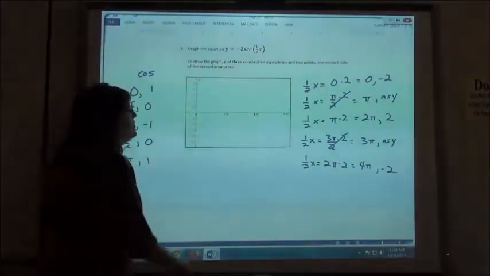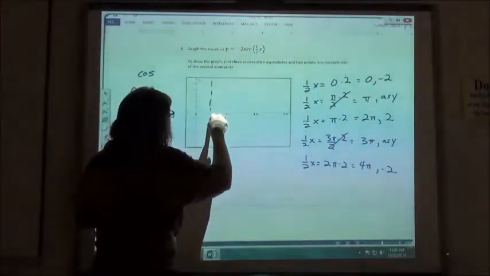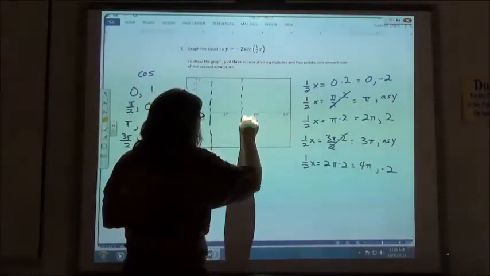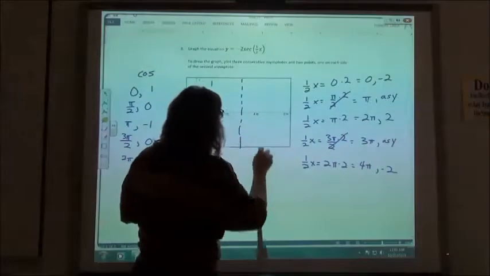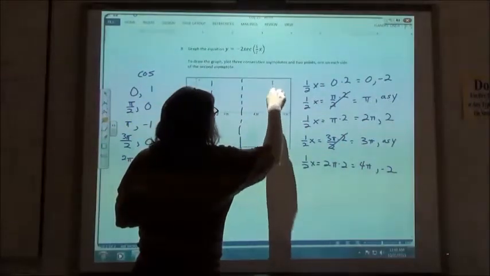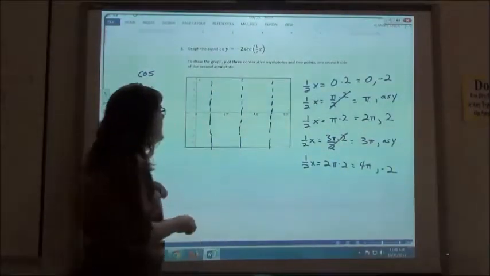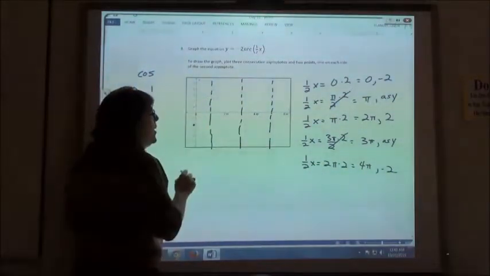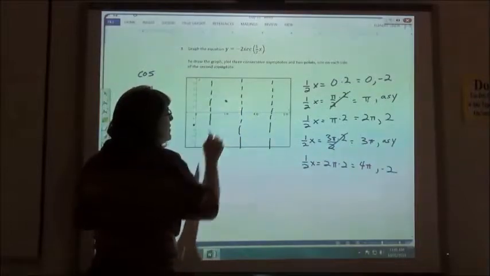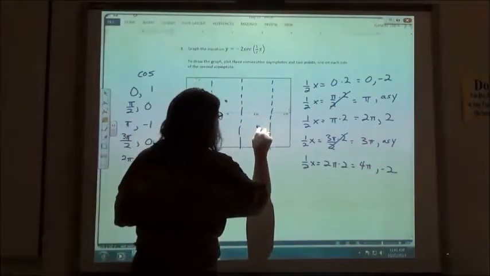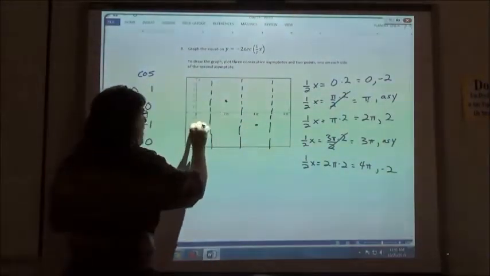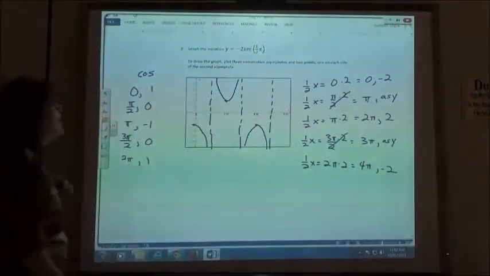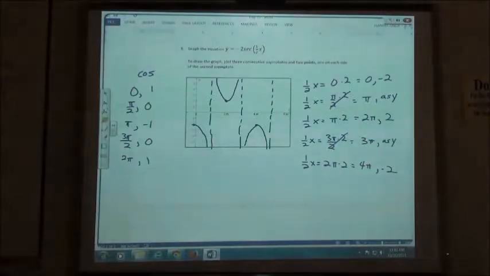So I have an asymptote at pi, and I have an asymptote at 3 pi, which means, if I could draw straight, I also have an asymptote at 5 pi, right? At 0, I'm at negative 2. At 2 pi, I'm at positive 2. At 4 pi, I'm at negative 2. So again, once I hit the graph button, it's going to draw in my secant curve for me.